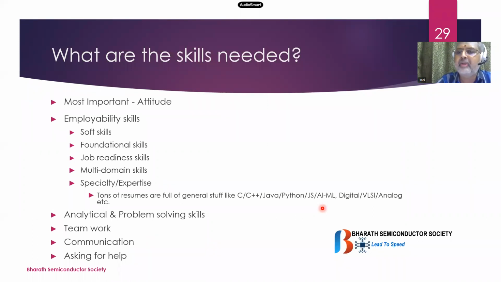So I'll not work on verification, I'll not work on testing. Don't do that. That's the attitude problem. Employability skills. We are going to have a couple of slides on that. So soft skills, as I said, is important. Fundamental, foundational skills is the technical skills. That's extremely important. If you don't have that, whatever soft skills you have, it is not sufficient.